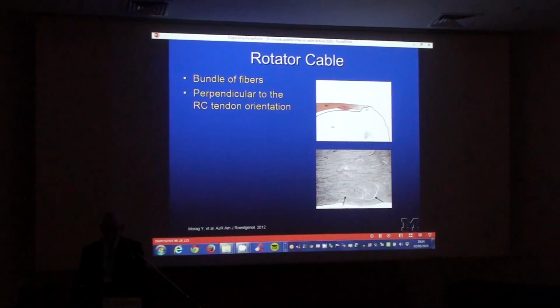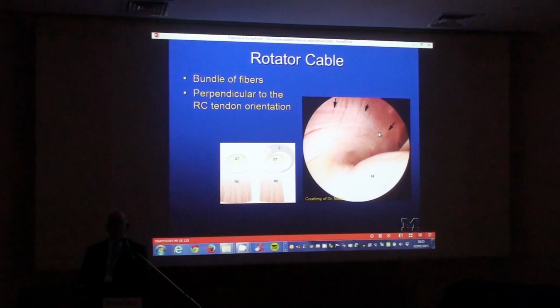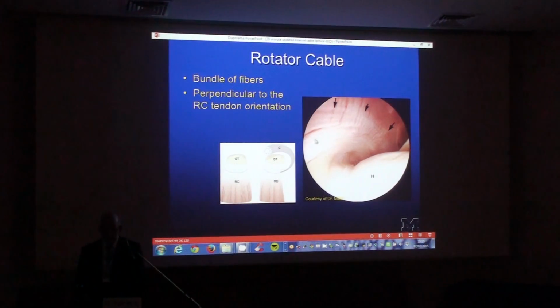In histology, you can see it very well here as a bundle of fibers here deep to the cuff. Here it is here. This is basically the illustration showing the same. You can see it on arthroscopy as well. So this is the articular surface. This is the cable running from anterior to posterior, and here's the cuff perpendicular to the cable itself.